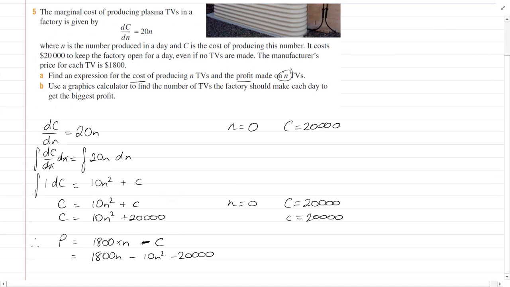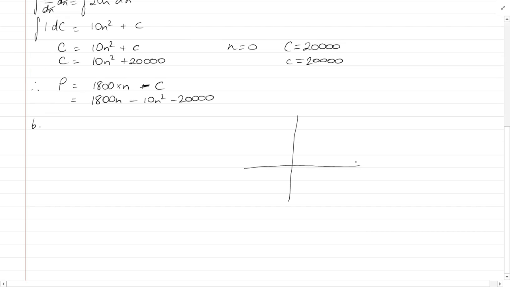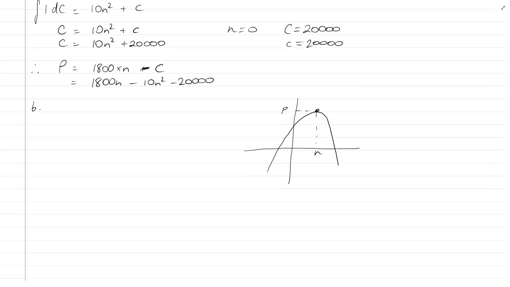Part B: using a graphics calculator, find the number of TVs the factory should make each day to get the biggest profit. For part B, I'm not going to use a graphics calculator. If you did, you would come out with a function that is clearly a quadratic. P is a quadratic. You would find your maximum point there, representing n, the number of TVs, and P, the actual profit for making that number of TVs. But I'm sure that you can all do that, so instead, I'm going to show you how to do it algebraically.